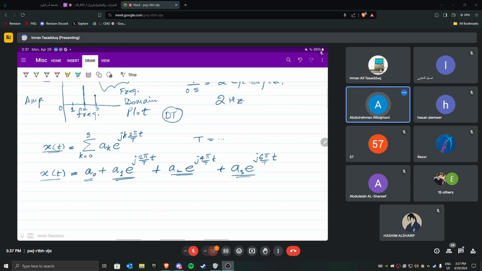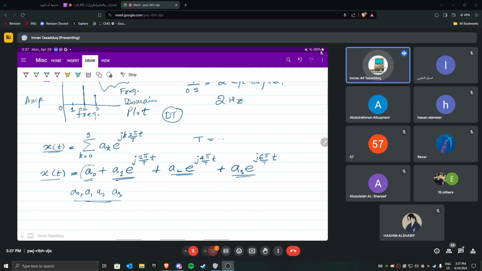Remember this formula from the math course, right? Yes. And if you look at this one, what are these a's? These a0, a1, a2, a3 are the amplitudes of your sinusoidal waves.